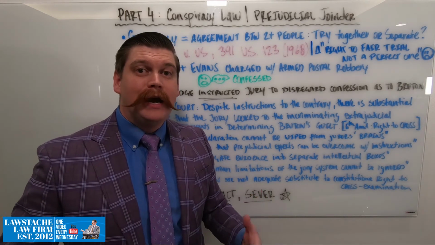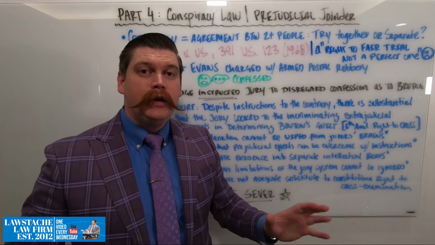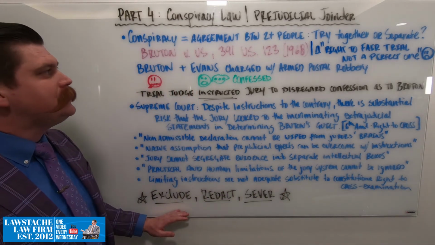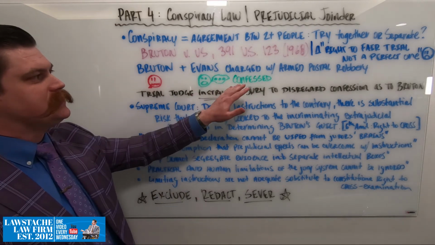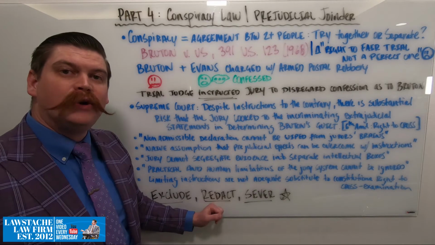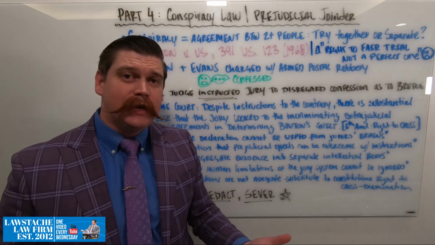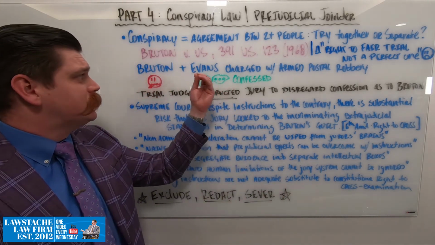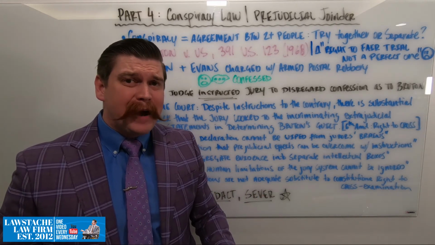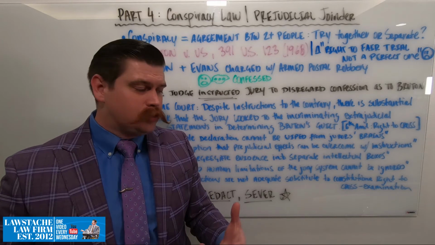To finish off this video, what do we do in this situation? What can be done other than the instructions? Here's the 3 things that need to be done. 1, exclude Mr. Evans' confession completely from trial. Number 2, redact. Take the statements against Mr. Evans, but redact against Mr. Bruton. Of course, that might be difficult to do during trial.